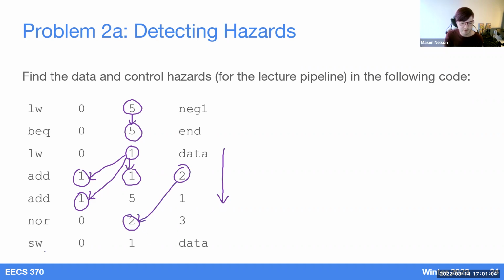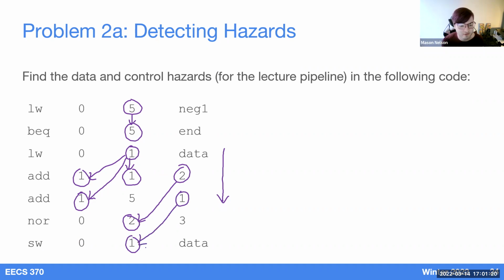And then finally our SW, even though it's an SW instruction, people get confused about this. We are reading both of these registers, and so we have to look at both of them. Well, 0 hasn't been modified, but 1 was modified just 2 instructions ago. So that's another data hazard.